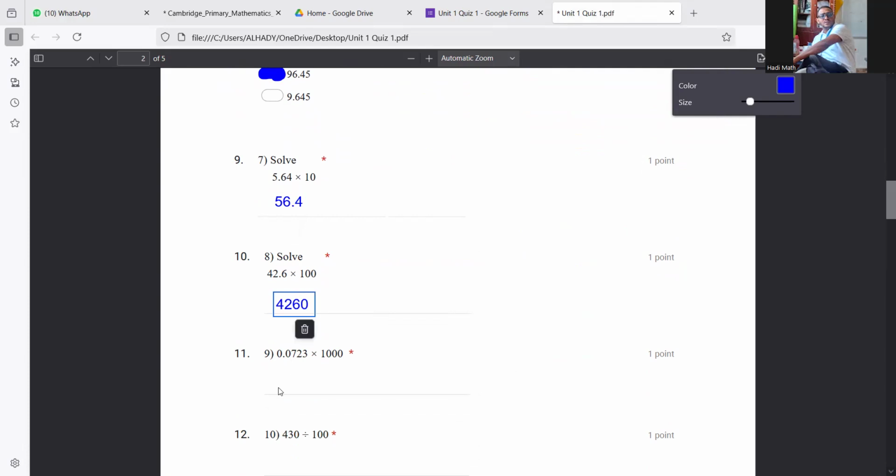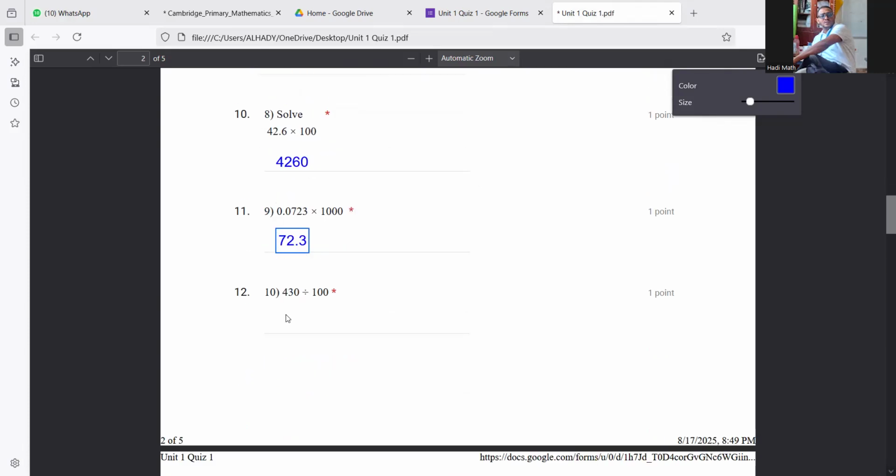This number you multiply by 1,000, it is 0.0723. Multiply by 1,000, decimal point goes 3 places. From here, it goes 3 places. 1, 2, 3. Put the decimal. The answer will be 72.3 because the zeros have no meaning. 72.3.